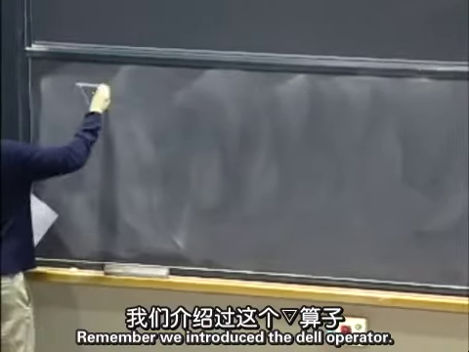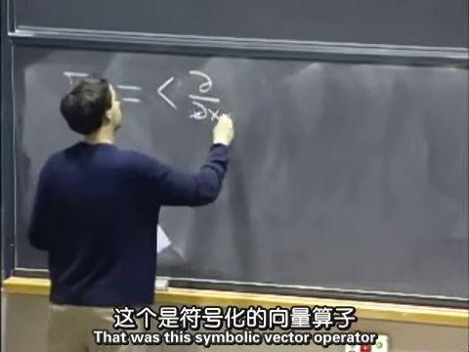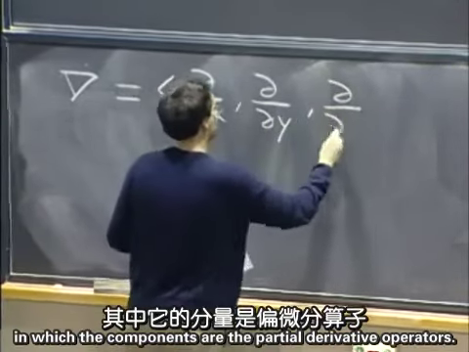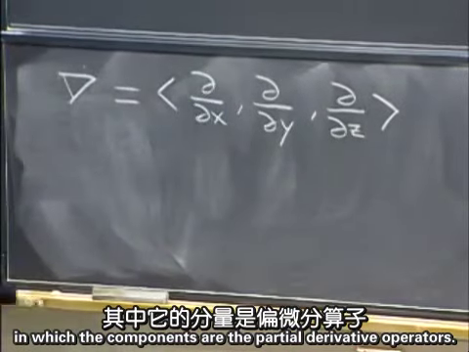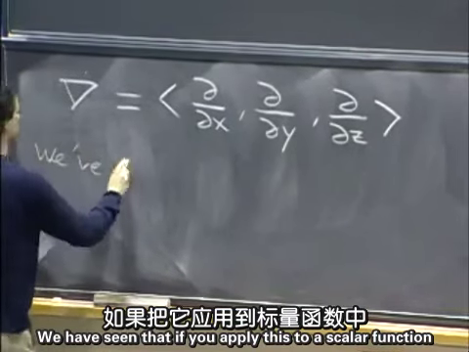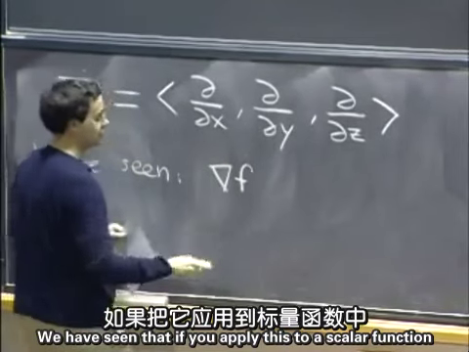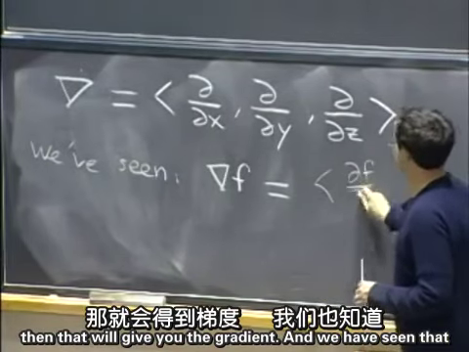So, in fact, remember we introduced the del operator. That was this symbolic vector operator in which the components are the partial derivative operators. So we've seen, well, if you apply this to a scalar function, then that will give you the gradient.